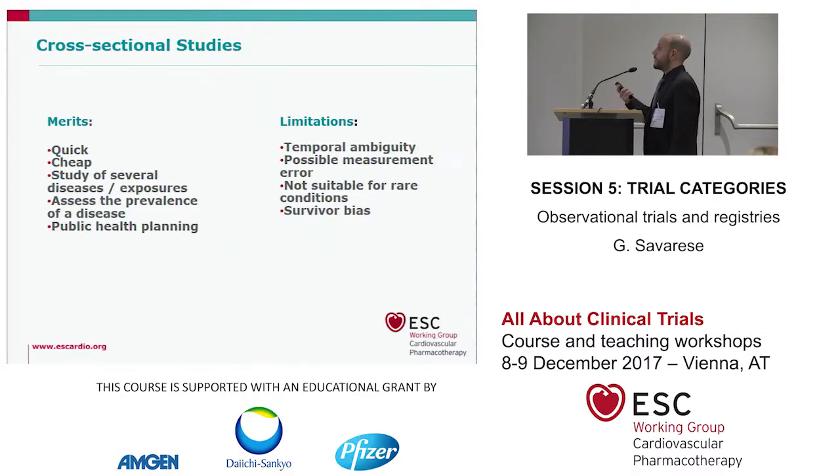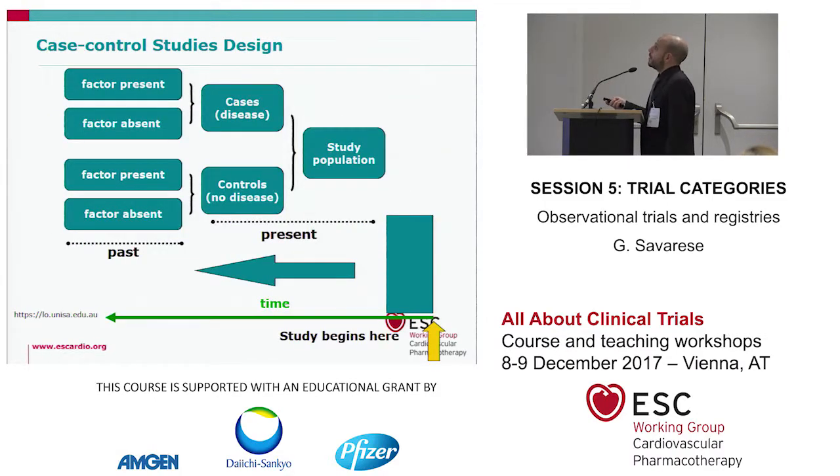The limitations of these kinds of studies are the temporal ambiguity, because we just consider the study at one time point, so we don't know what happens in the future or what happened in the past. So maybe if we just move the study one month later, we will have different proportions and different results. There could be possible measurement error. They are not suitable for rare conditions, and there could be survival bias.